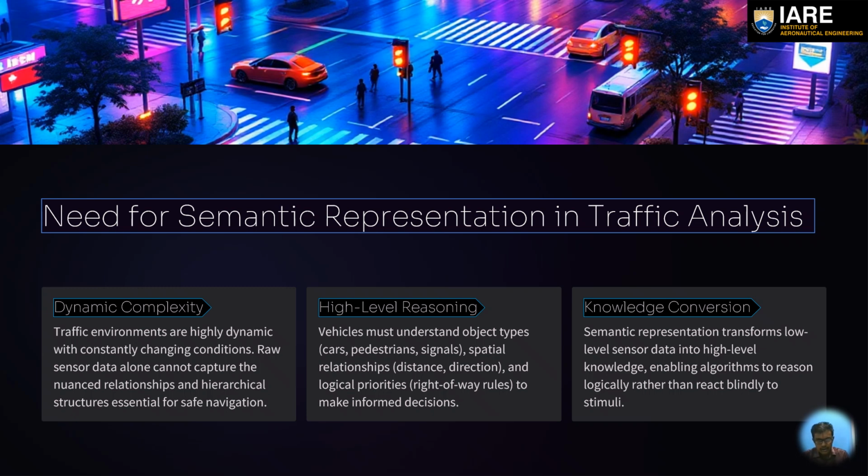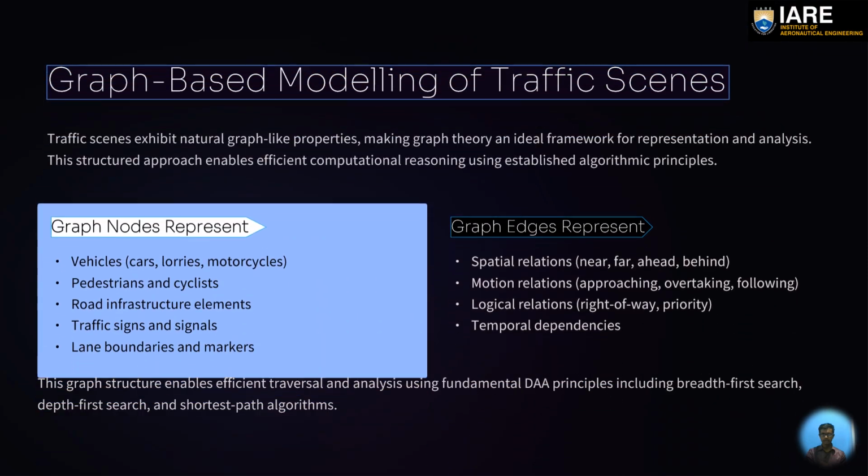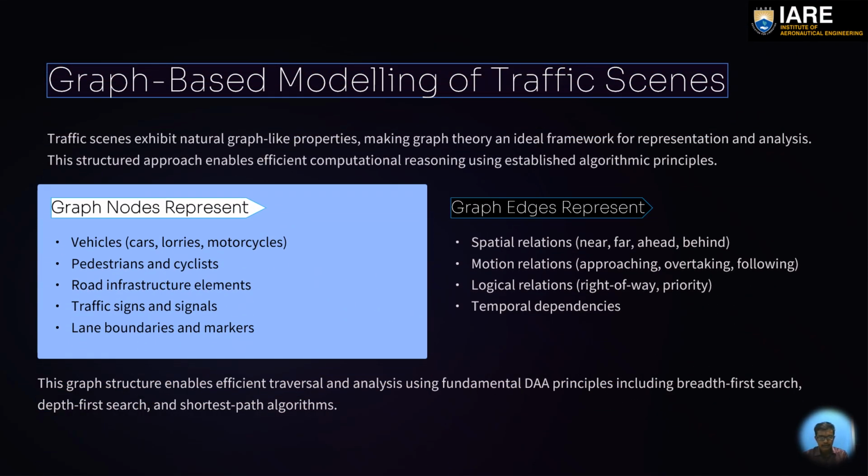High-level reasoning. Vehicles must understand object types, those are cars, pedestrians, and signals, spatial relationships like distance, direction, and logical priorities, right of way rules to make informed decisions. Knowledge conversion. Semantic representation transforms low-level sensor data into high-level knowledge, enabling algorithms to reason logically rather than react blindly to stimuli. Hence, that was all about the need for it.